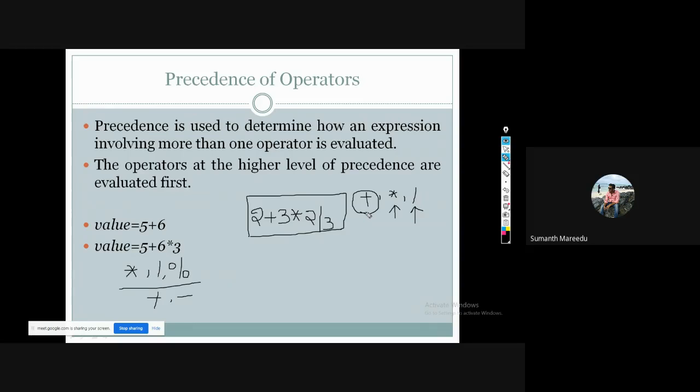But if your expression has operators with the same precedence, then what will you do? For that purpose, we have another concept called associativity. First, I look for the precedence. If something is not getting solved with the precedence, I will go to the next one, that is associativity.